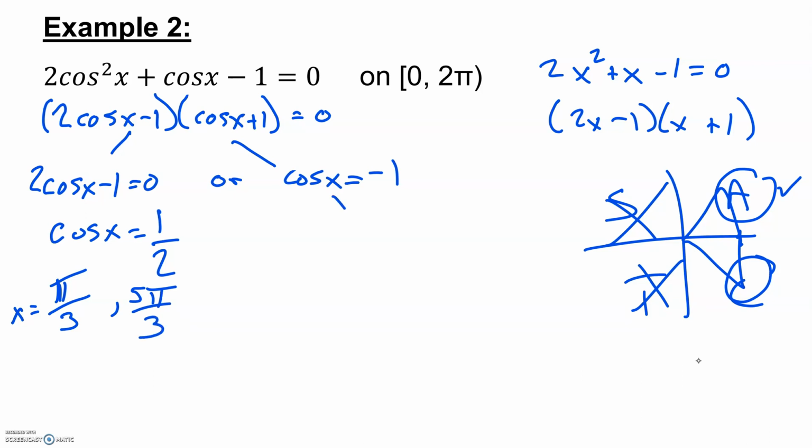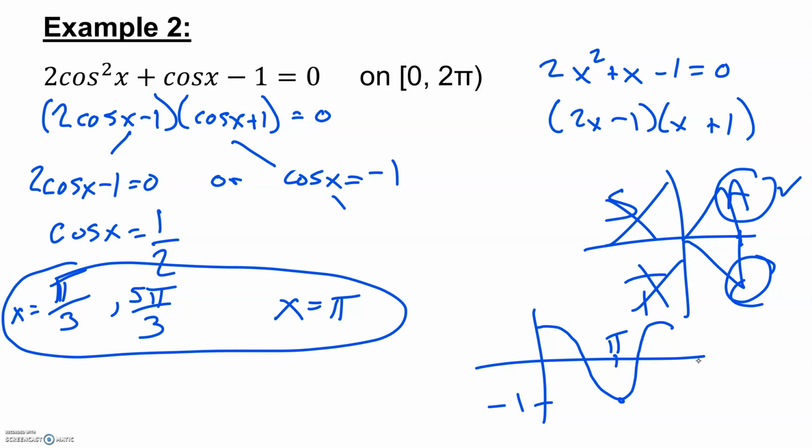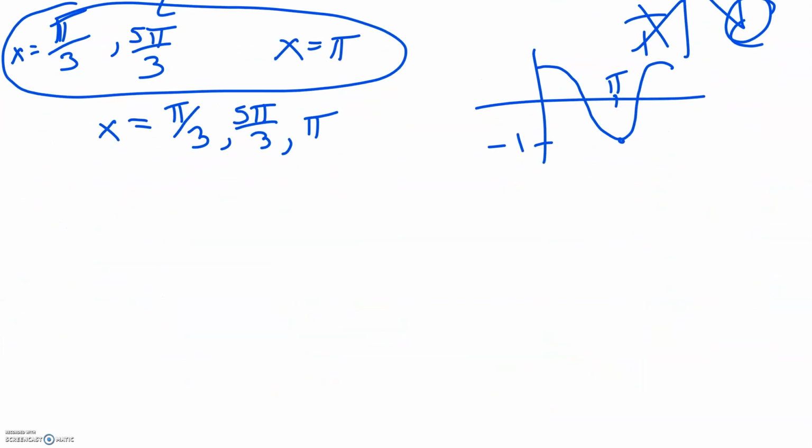Now, over here, when does cosine equal negative 1? Well, think about the graph for cosine. Here we are at negative 1, and I believe that's at pi. So we have 3 answers within here: pi over 3, 5 pi over 3, and pi. You can also just put them all together into one statement, okay? All right, pause the video if you need to keep looking. Otherwise, I'm going to move on.